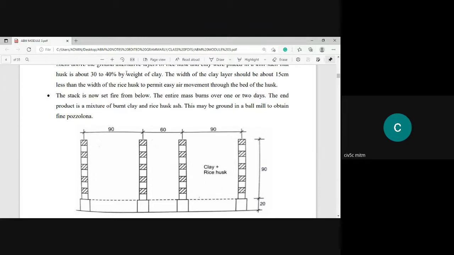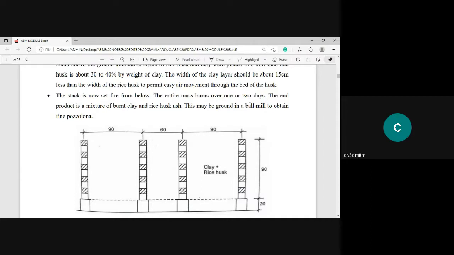The end product is a mixture of burnt clay and rice husk ash, because I have stacked clay also. So whatever powder is formed, it is a mixture of clay and rice husk. Later on, it will be ground. Please note this: burnt clay also has to be ground, but for fly ash it is not necessary. Fly ash does not need to be broken down in the ball mill. You can directly use it as a ready-to-use material.